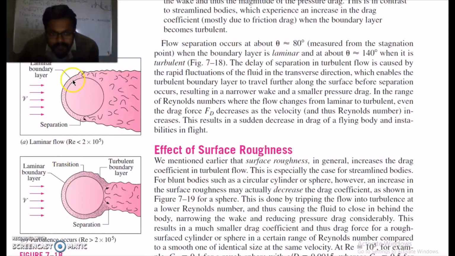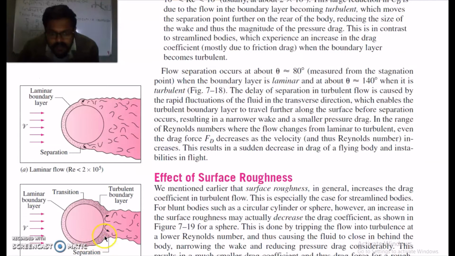You can see in the previous case we had a laminar boundary layer, but here the transition occurs at Reynolds number greater than this, and you have a turbulent boundary layer, and due to this turbulent boundary layer, the flow separation point moves further back as compared to this case. Here is the flow separation, reducing the size of the wake, this region, and thus the magnitude of the pressure drag will reduce as compared to this case. This is in contrast to streamlined bodies, which experience an increase in drag coefficient when the boundary layer becomes turbulent.